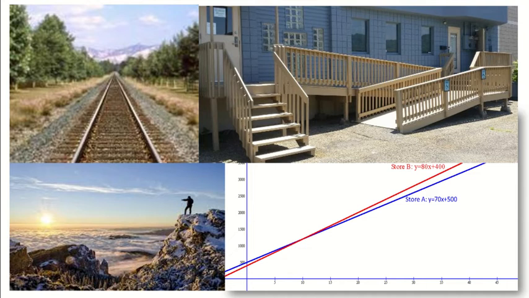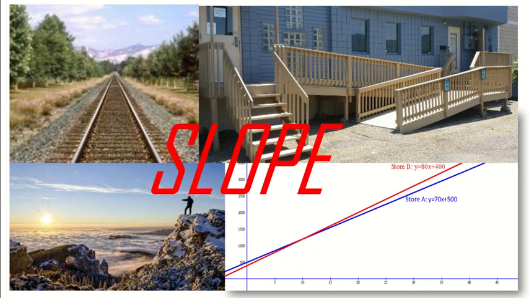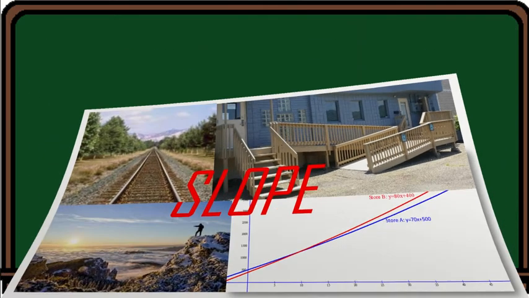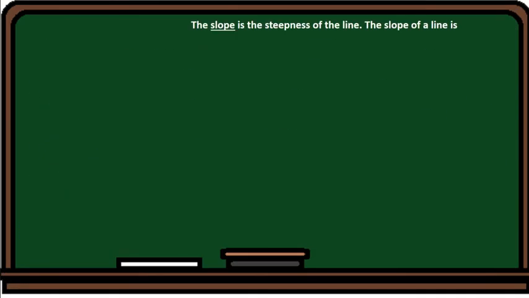So in this lesson, we are to discuss slope. So what is slope? The slope is the steepness of the line. So when we say steepness, ito na yung slanting. Slanting kanina dun sa wheelchair ramps, slanting doon sa stairways.